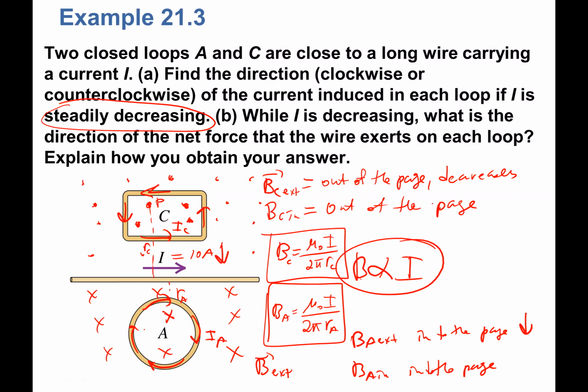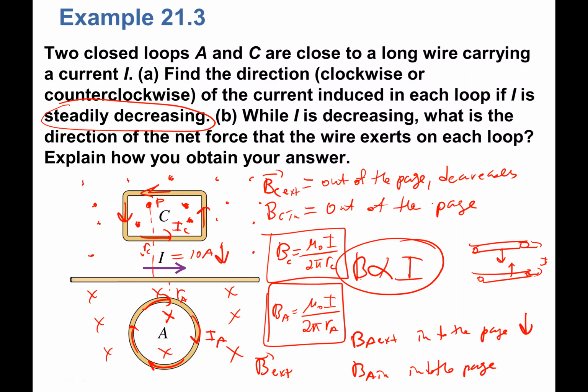How about part B? Because one thing we get here is this: the wire has a current, loop C has a current, loop A has a current, and any conductors with current nearby exert force on one another. So then let's look at what will be the force on loop C due to the wire. Well, this comes from the fact that we learned in the last chapter that, remember, if you have two wires with the same direction current, they attract each other.